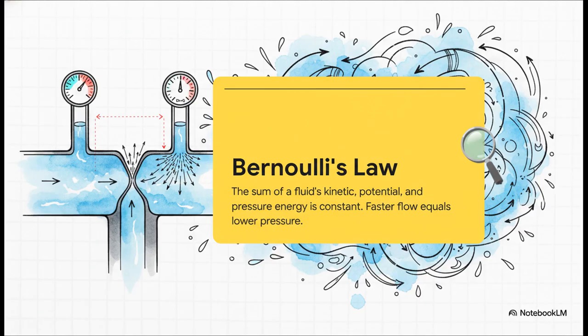Now, you can get deep into the physics, but the key takeaway, the only thing you really need to remember, is this: as a fluid speeds up, its pressure drops. That's it. So, if you create a little bottleneck in a pipe, the fluid has to speed up to get through it. By measuring the pressure before the bottleneck and at the bottleneck, that pressure drop tells you exactly how fast the fluid is flowing.